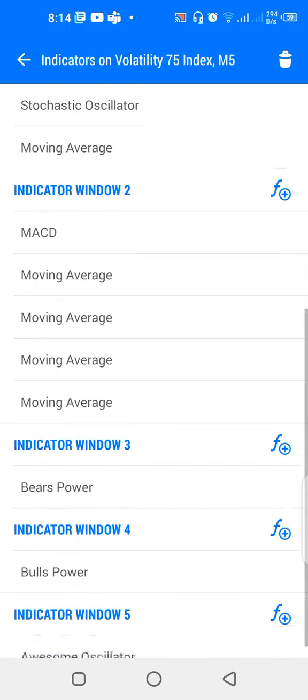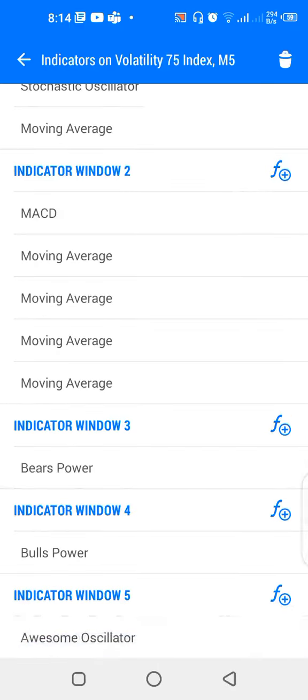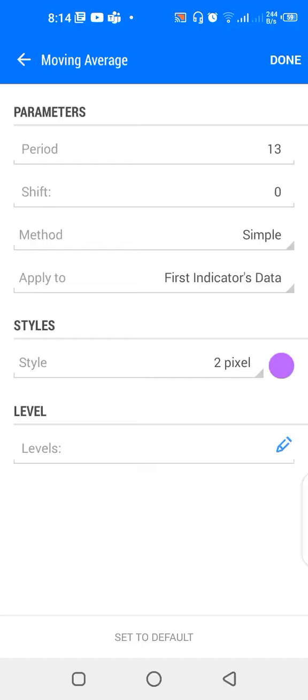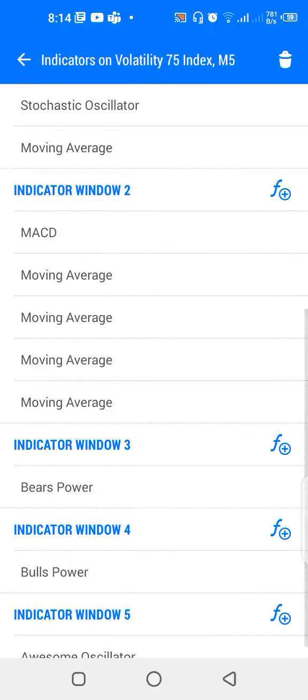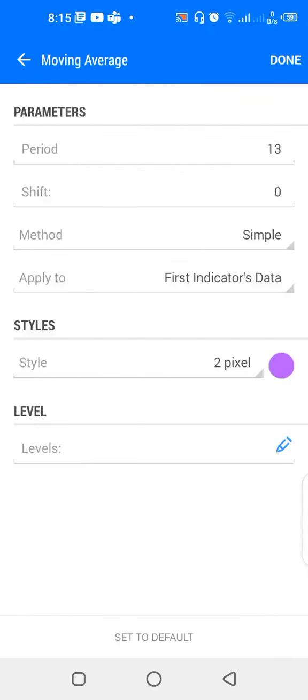Color is blue. Still on indicator window 2, another moving average. Period is 13. Shift is 0. Method is simple. Apply to first indicator's data. Color is purple. So that's about that. Indicator window 2, okay, that's about that.